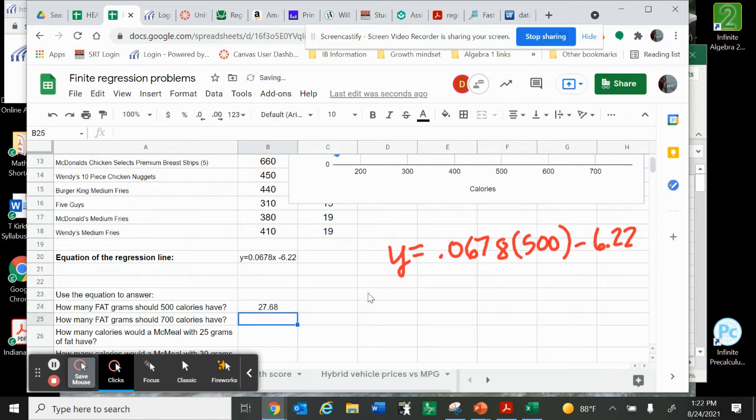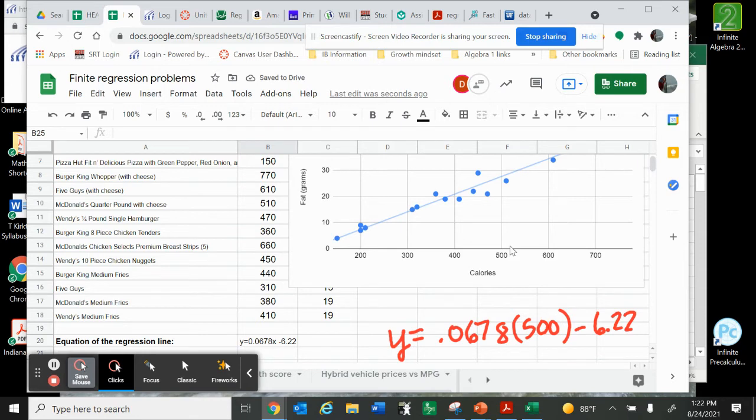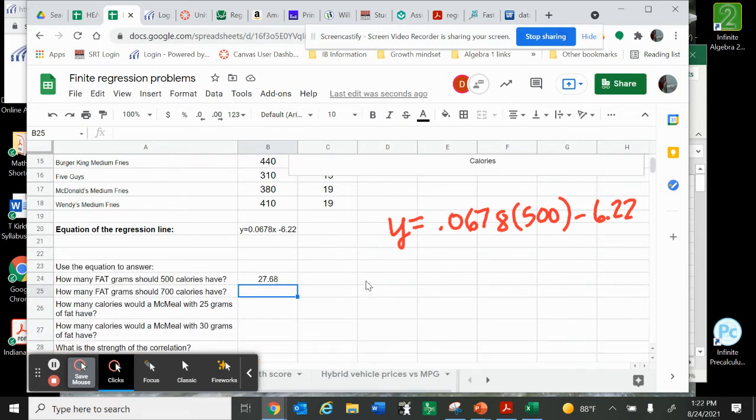And you can go up to your chart and see 500 calories. You can see where it lines up. Helps you figure that out. Just make sure you're right.